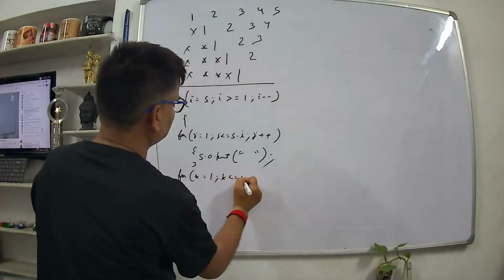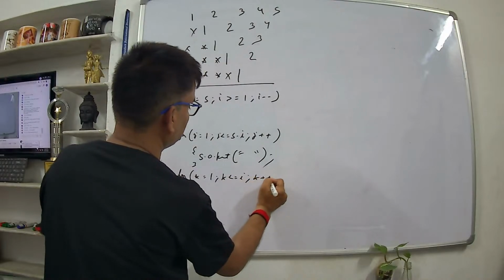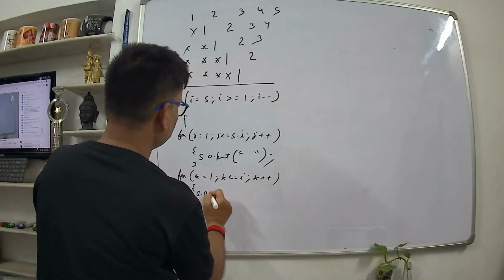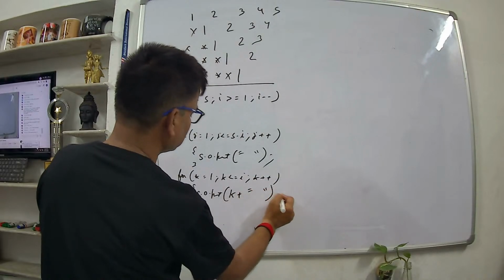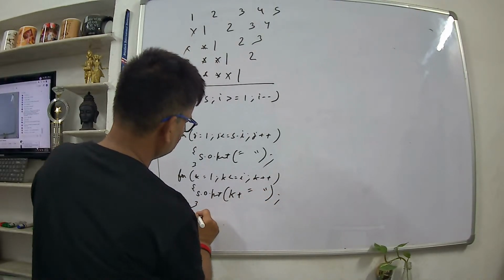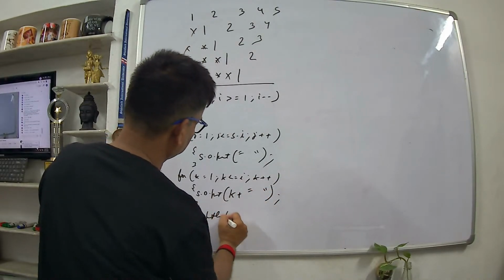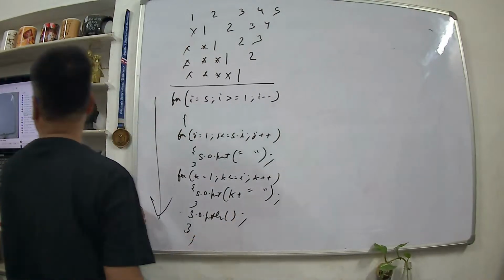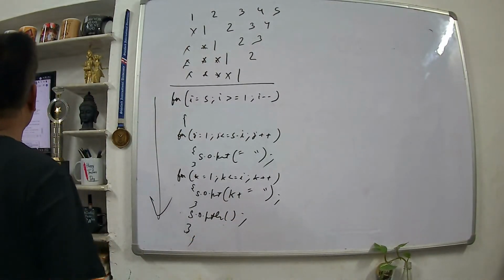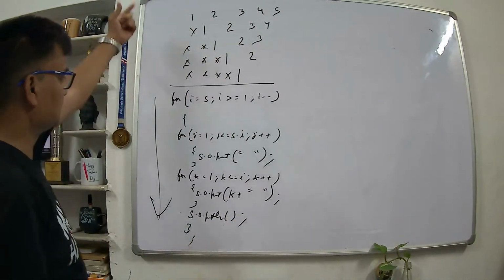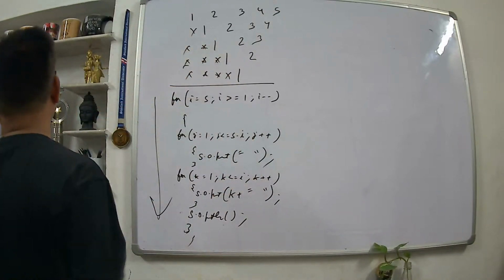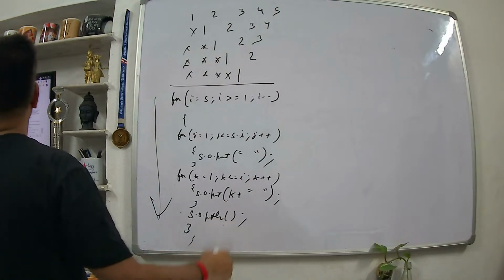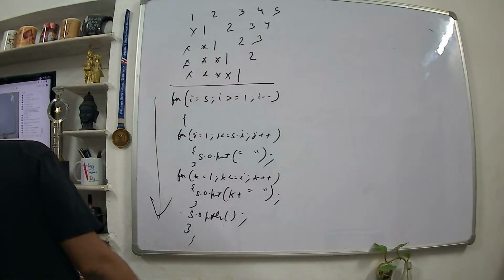then for k equal to 1, k less than equal to i, k plus plus. System.out.print k plus space, and then System.out.println. This will give you the result, right? And if it was a straight one, it will be just 1 to k, 5 to 1, k plus plus. Other things will just remain the same. I hope this one is clear to everyone.